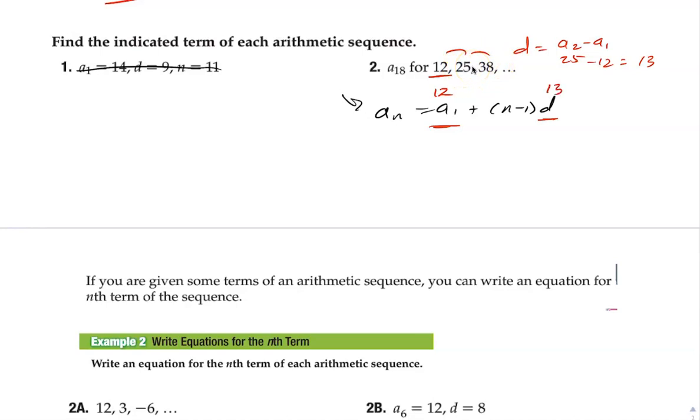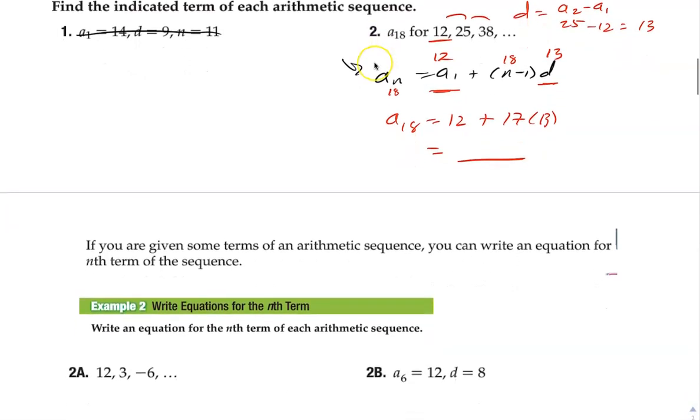So that's 13. And again, they don't tell me what n is, but I know I want a18. So the 18th term I'm looking for, and that's plug in 18 for n. So a18 would be equal to 12 plus 17 times 13. And then whatever that turns out to be is our answer.